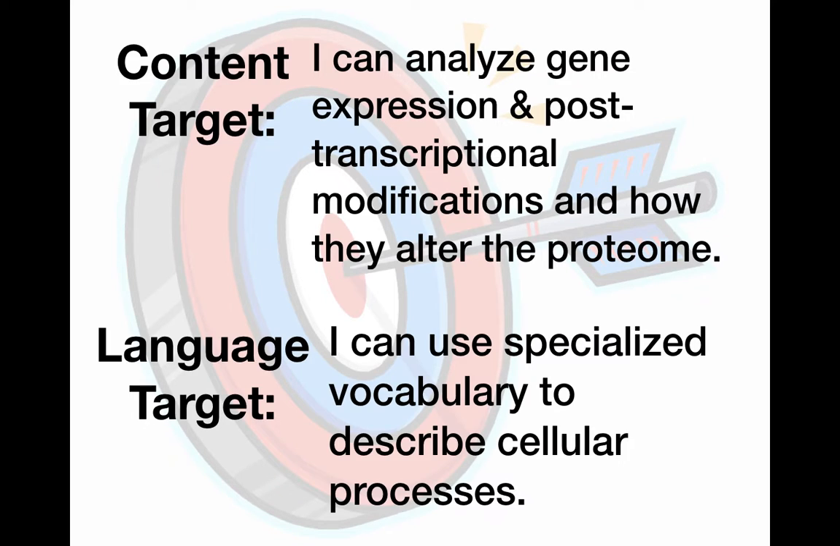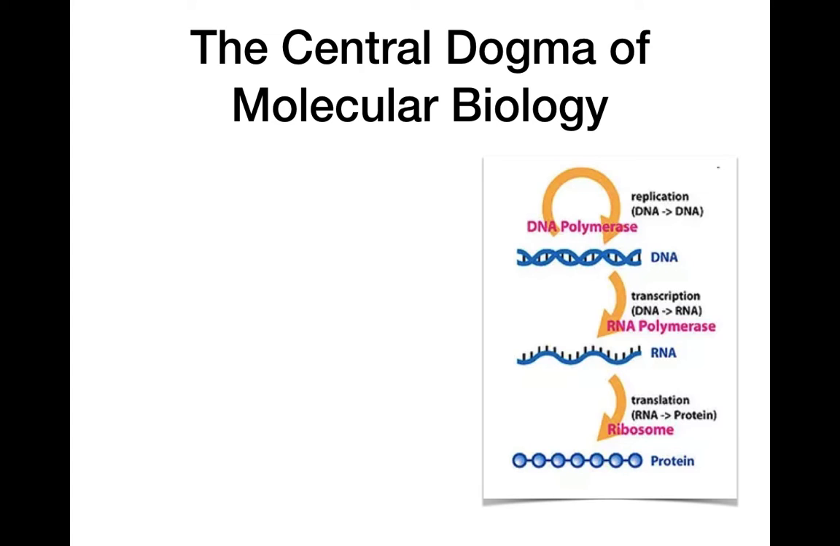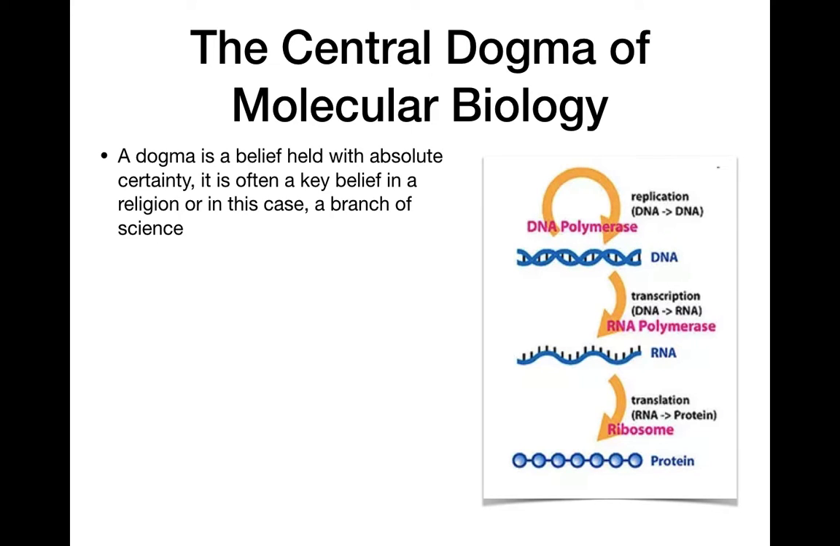to describe cellular processes. So coming back to the central dogma, this is the main idea we're going to talk about through all of topic 7 as well as a lot of topic 2. And a dogma is a belief that's held with absolute certainty. So this is key in a lot of religions. For example, for Christians, a central dogma would be that Jesus Christ is the Son of God. Okay? Or in Islam, that Muhammad is the prophet, this kind of stuff.